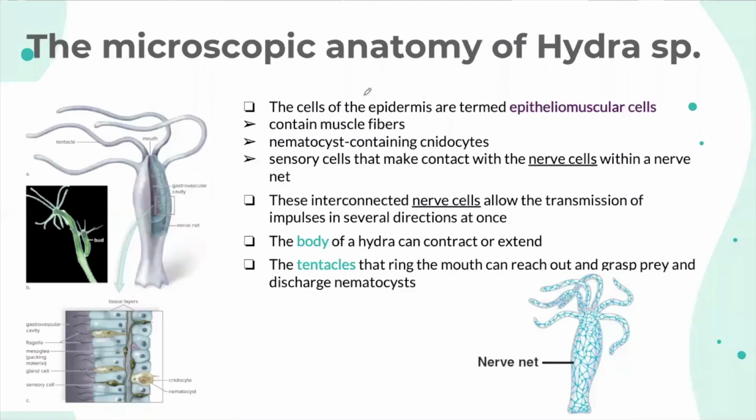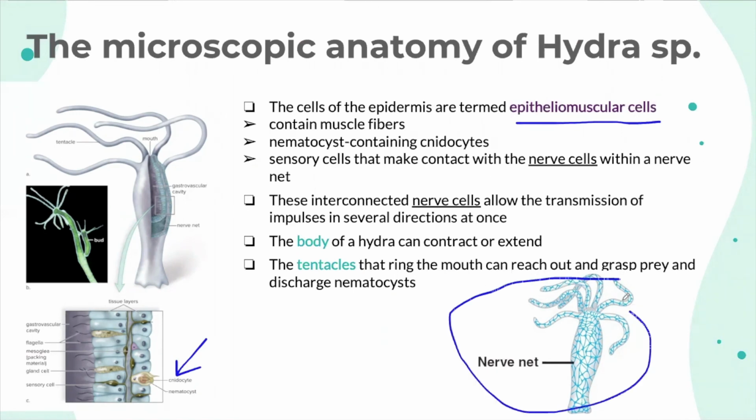Next, the microscopic anatomy of hydra species. The cells of the epidermis are termed epitheliomuscular cells. Under the epitheliomuscular cells, it contains muscle fibers, nematocysts that contain cnidocytes, which is this one, and sensory cells that make contact with nerve cells within a nerve net. So this is an example of the hydra species nervous system. In the nerve net, there are a lot of nerve cells. The interconnected nerve cells allow the transmission of impulses in several directions at once.